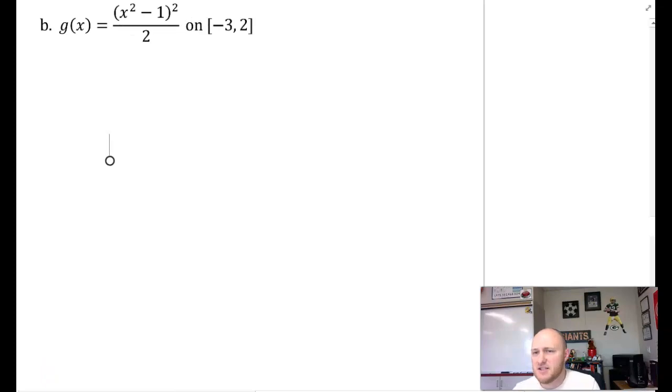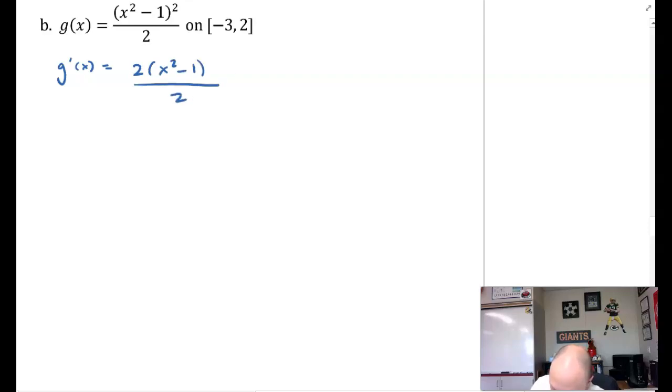Okay, g of x is equal to (x squared minus 1) squared over 2 on the interval -3 to 2. So the first thing we're going to go ahead and do is differentiate this. So we have 2 times (x squared minus 1) over 2. And then I'm going to also multiply by the derivative of the inside, which gives us 2x. And I'll clean this up. We have 2's that cancel, so we have (x squared minus 1) times 2x.